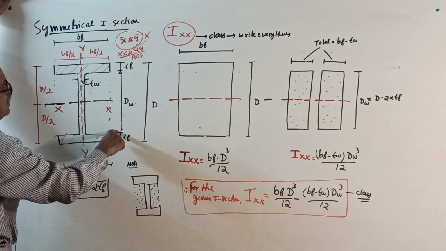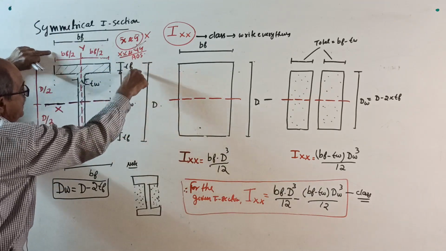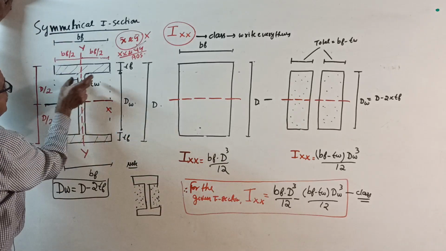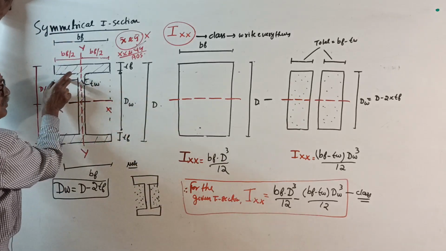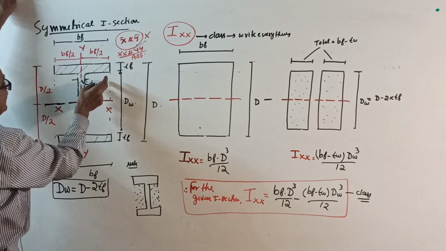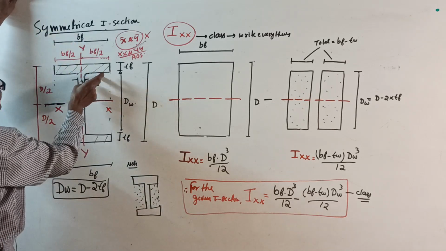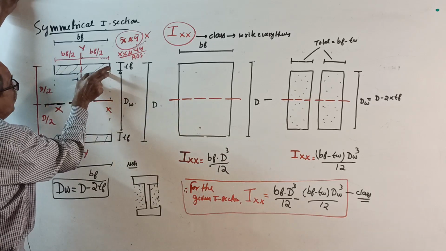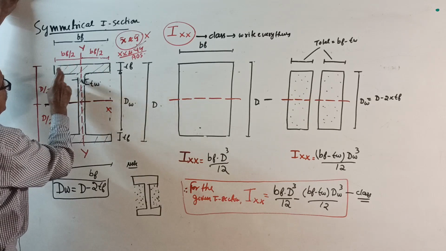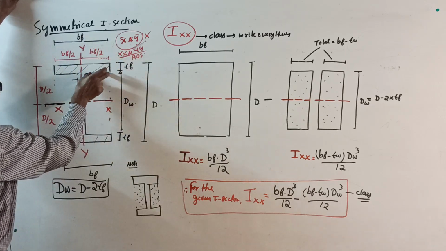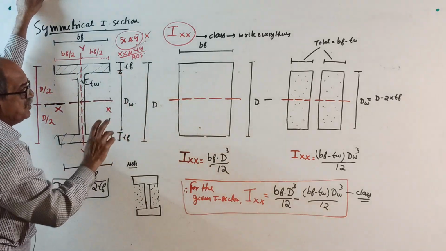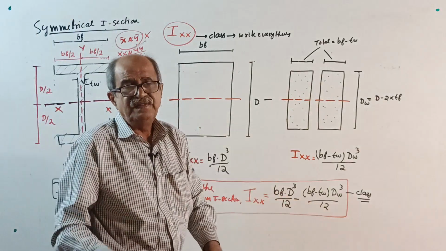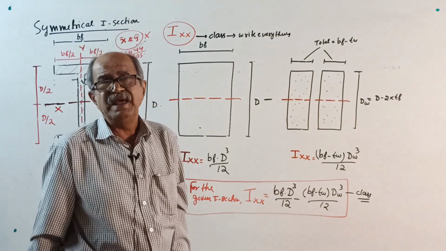The empty depth is DW only. So outer BD cube by 12 minus empty BD cube by 12. Two empty portions are there, so join them and make a single empty. The net total width of these two is BF minus TW, so the empty B into DW cube divided by 12. That's all; I cannot explain further.